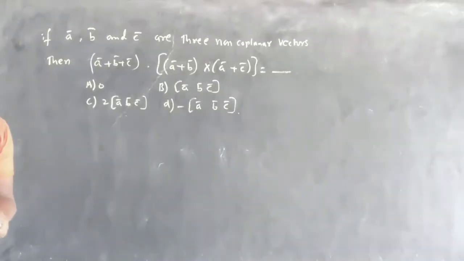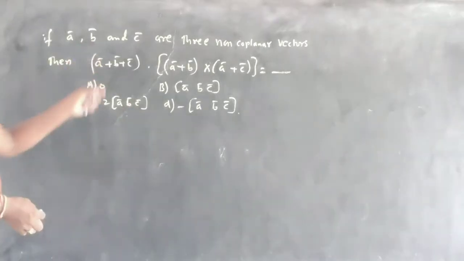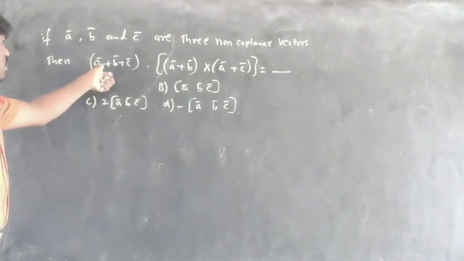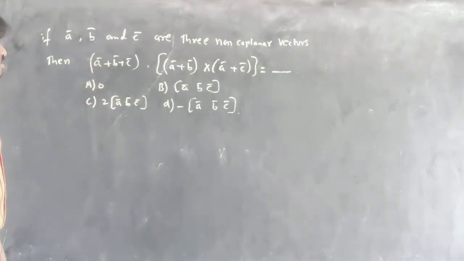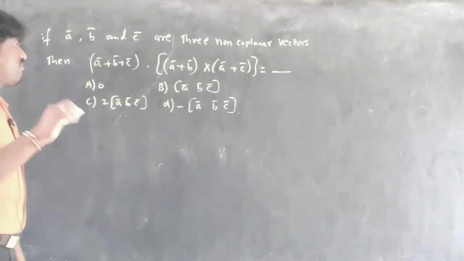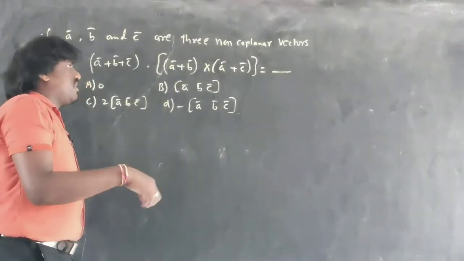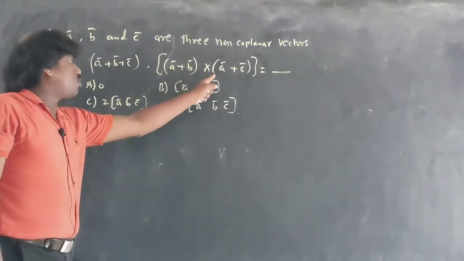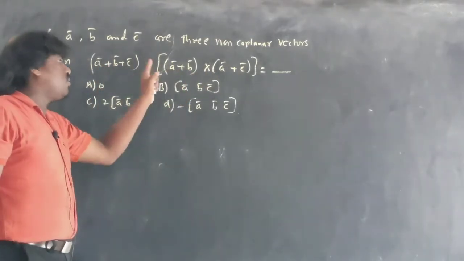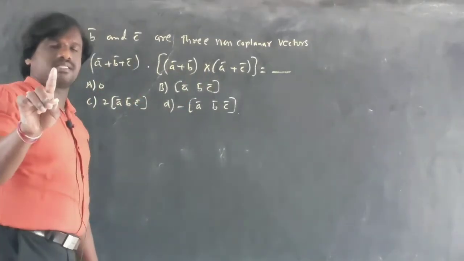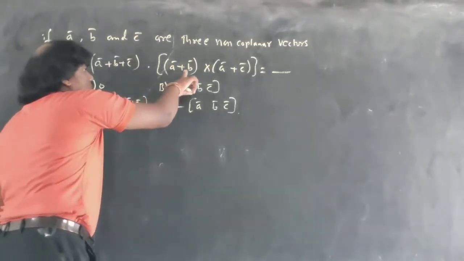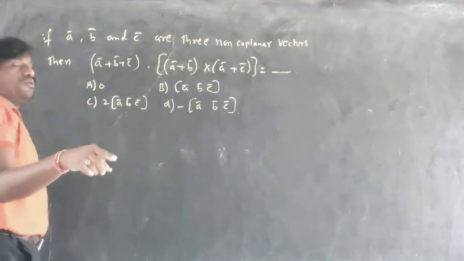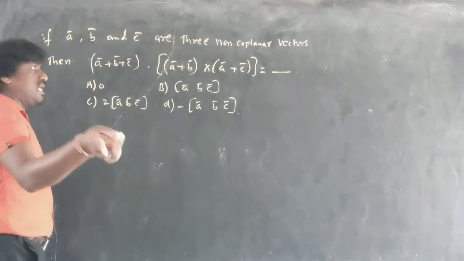Students, let us see a problem based on this. A vector, B vector, C vector are three non-coplanar vectors. Then he is asking: A vector plus B vector plus C vector dot A vector plus B vector cross A vector plus C vector is how much? It can be solved in general by doing the cross product and expanding each term, and you will get the answer. I explained this method before. I explained the same question, but now I am going to explain it using the previous property.